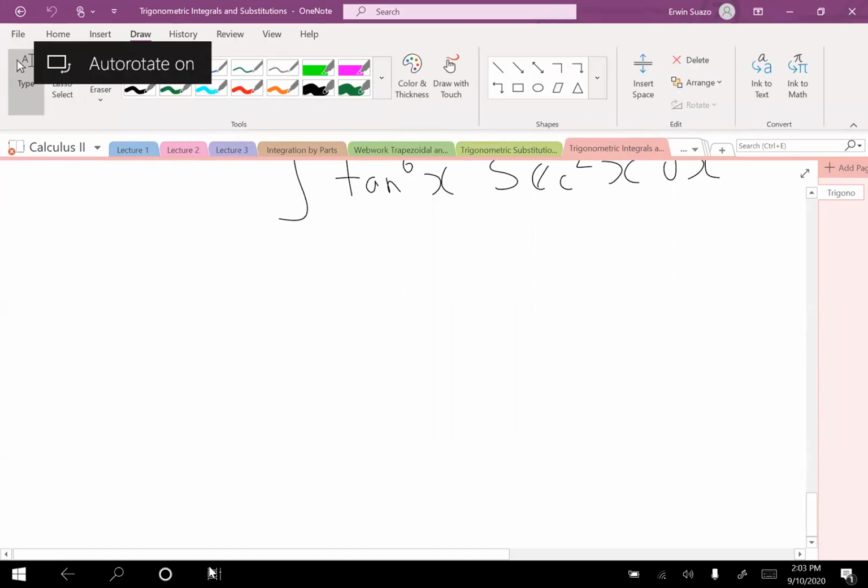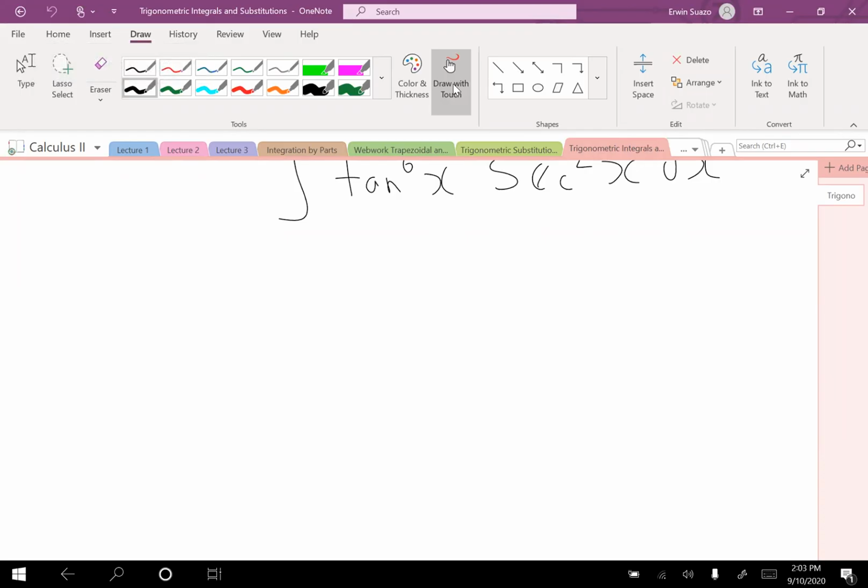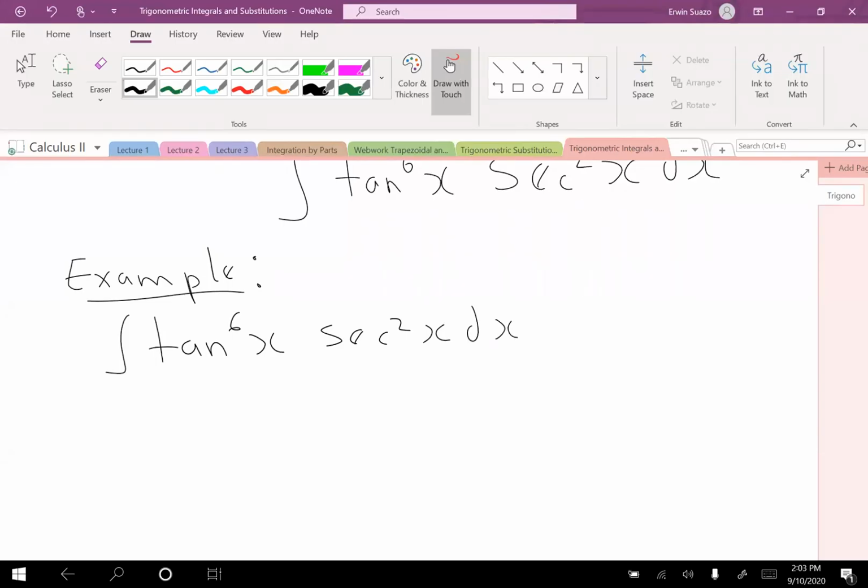So we're gonna solve one more exercise, and then we start doing some more integrals with trigonometry, but dealing more with the triangle, like more with Pythagoras theorem and things like that. So the other example I wanted to do is this example: the integral of tangent to the 6 secant square x dx. Okay.